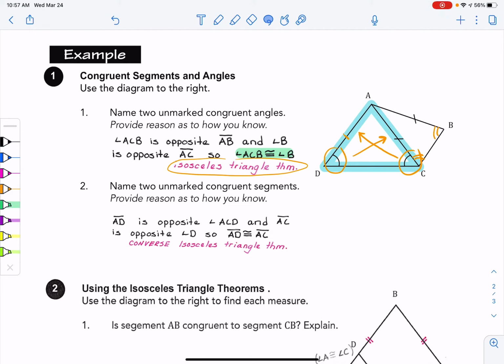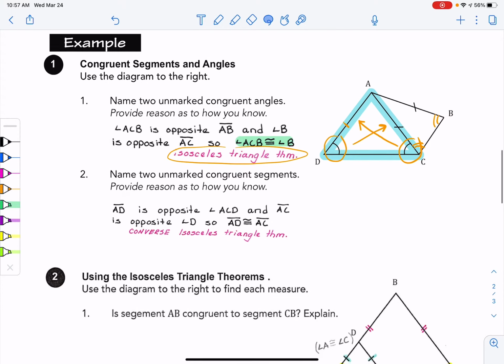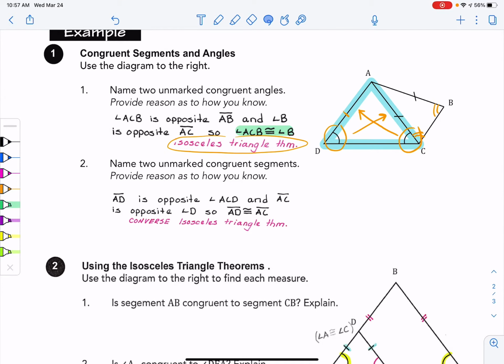So segment AD is opposite angle ACD, and segment AC is opposite angle D. So segment AD is congruent to segment AC. I'm labeling this as the converse because we started with the angles, and remember we made that note when we were going over the vocab words.